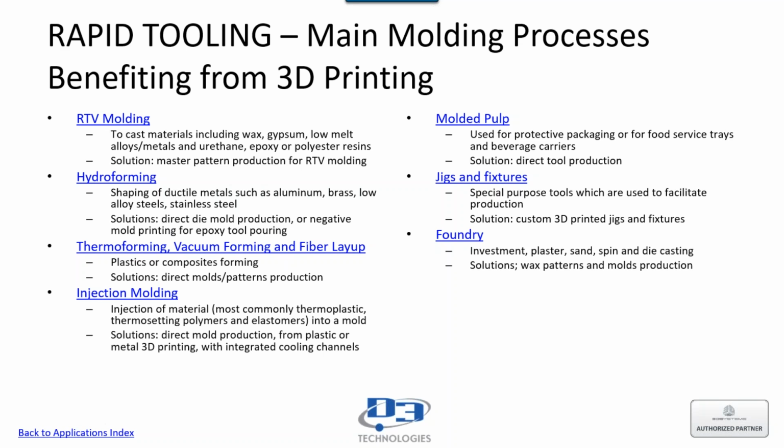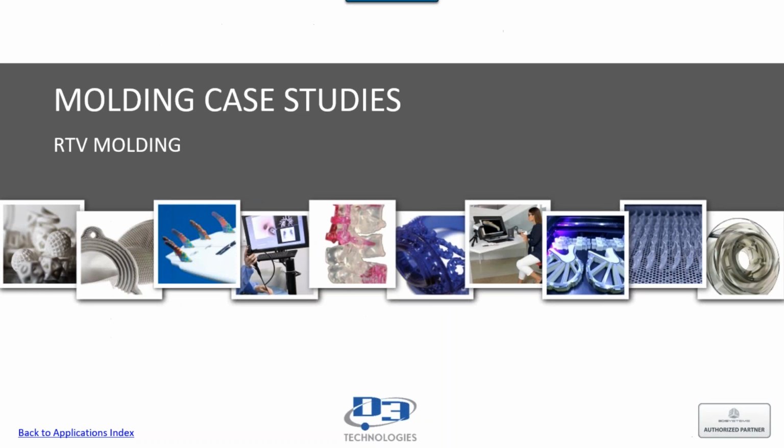Hydroforming creates really a tool in just a few hours as well, with great surface finish and sharp edges. For thicker metal pieces, you can also 3D print the negative mold to pour your iron filled epoxy. And then of course thermoforming is another example, fiber layup. You can create a tool in just a few hours and have some really high temperatures involved in that process.